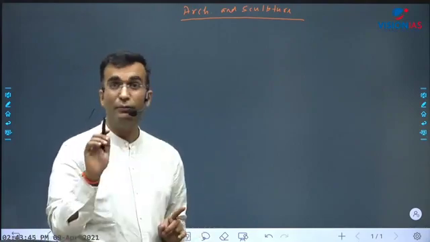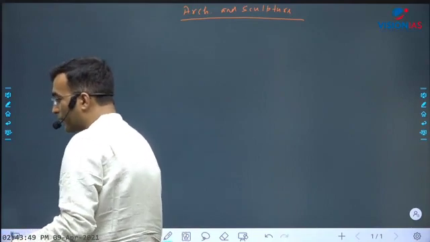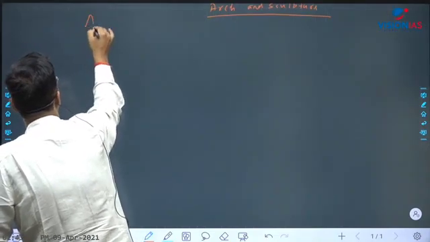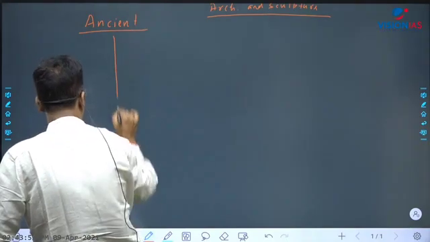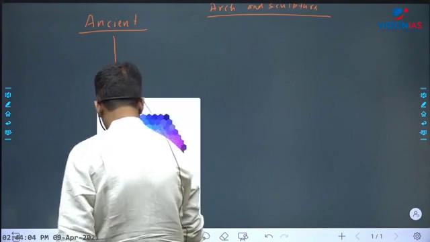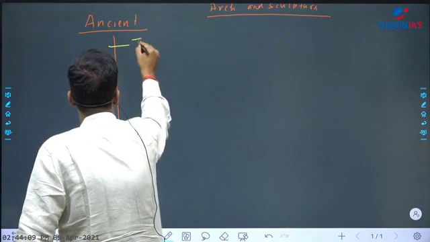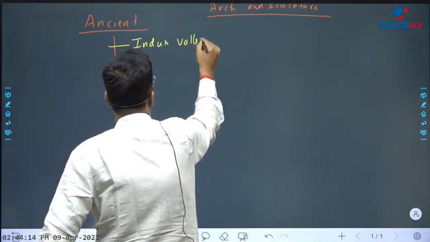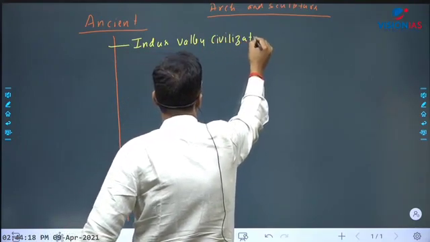Modern here means British, not the one we are going through. So first you write ancient, and in ancient, what all topics are we going to incorporate here? The very first one would be the Indus Valley civilization, the architectural things related to Indus Valley civilization.